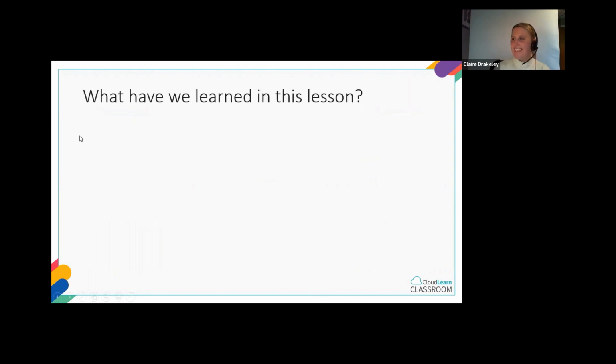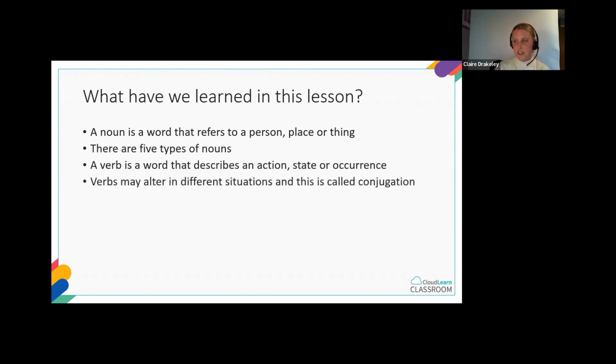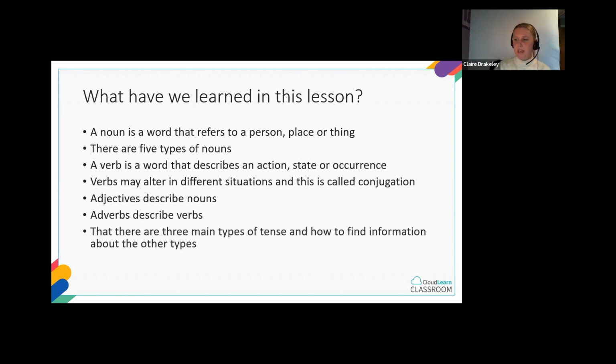So what have we learned in this lesson? We have learned that a noun is a word that refers to a person, place, or thing, and that there are 5 types of nouns. A verb is a word that describes an action, state, or occurrence. Verbs may alter in different situations, and this is called conjugation. Adjectives describe nouns. Adverbs describe verbs. And that there are 3 main types of tense and how to find information about the other types. What prepositions, conjunctions, and interjections are.